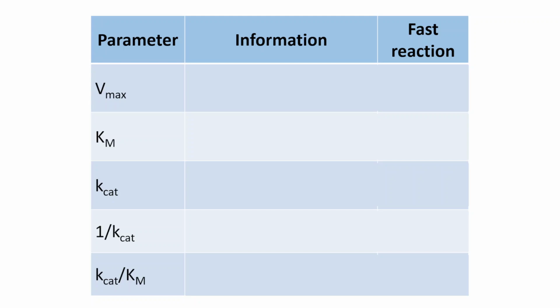All right, so let's start filling in our table. Can anybody tell me what Vmax is telling us about a reaction? Yes, the maximum rate of a reaction. And that's going to happen when the enzyme is completely saturated with substrate. The fastest a reaction can possibly go is when every single enzyme has substrate in it, right? So for a fast reaction, would you want a high Vmax or a low Vmax? High Vmax, that is correct.